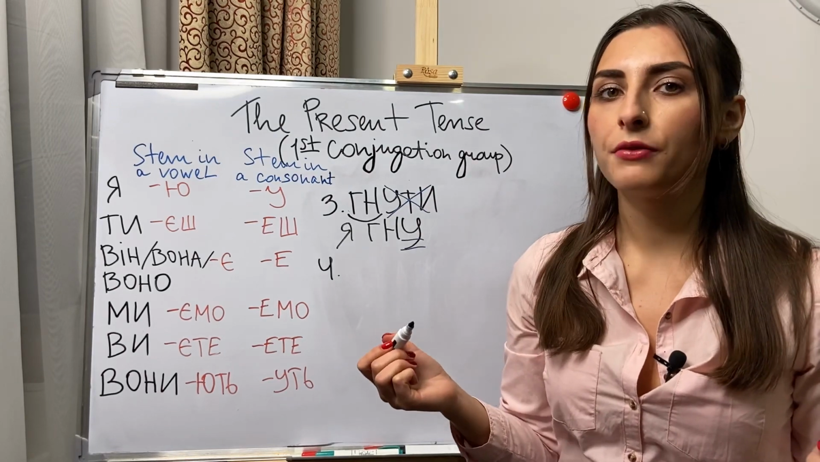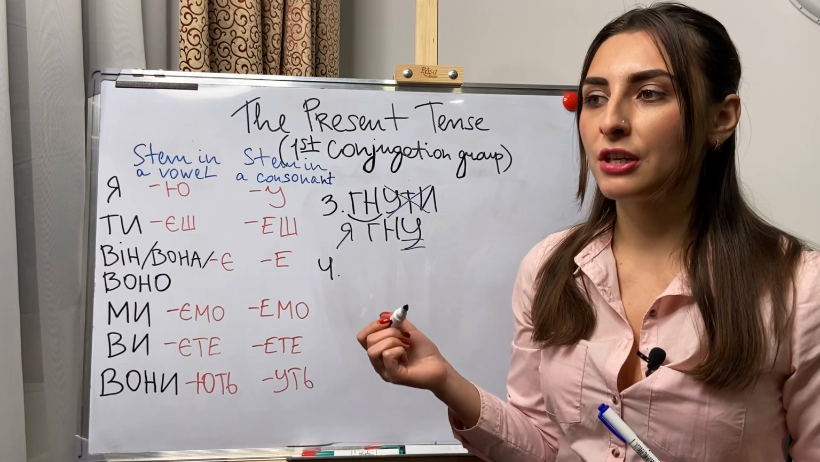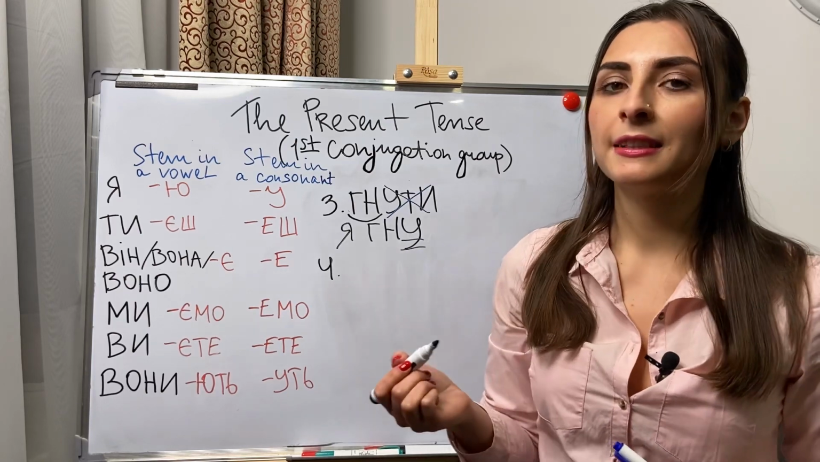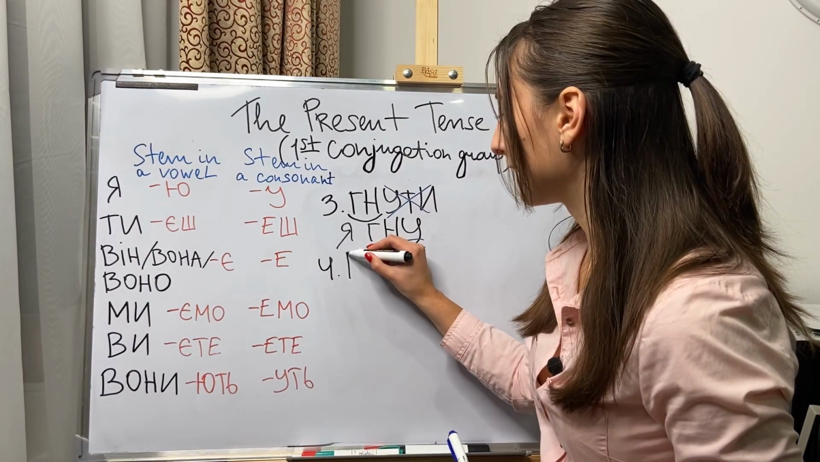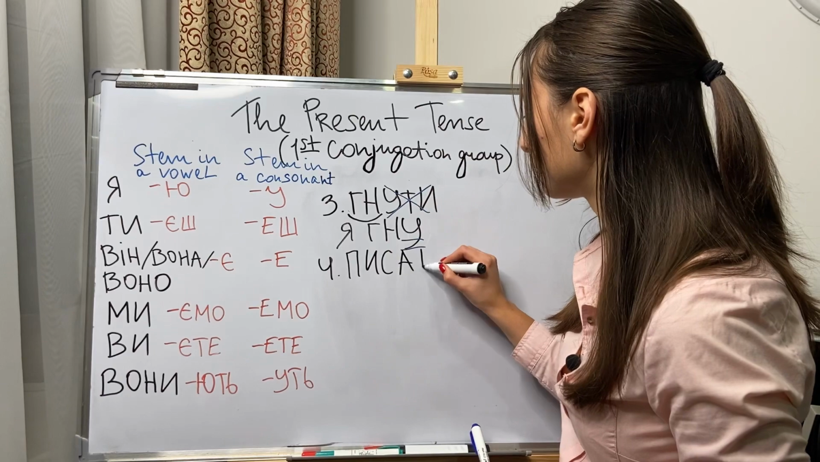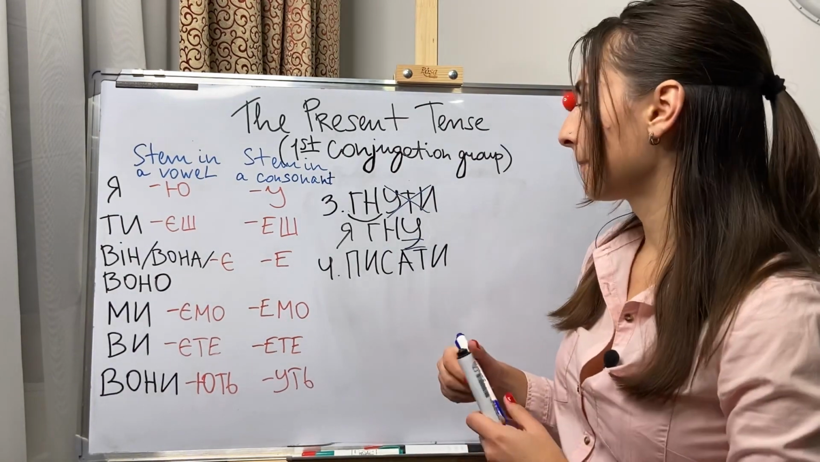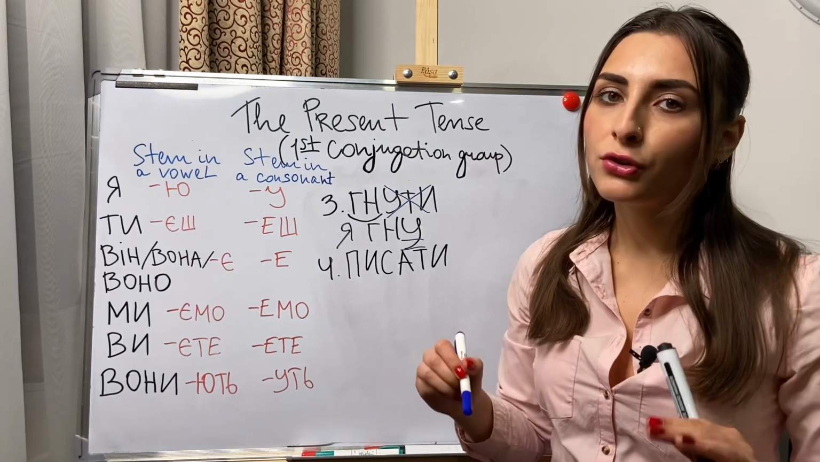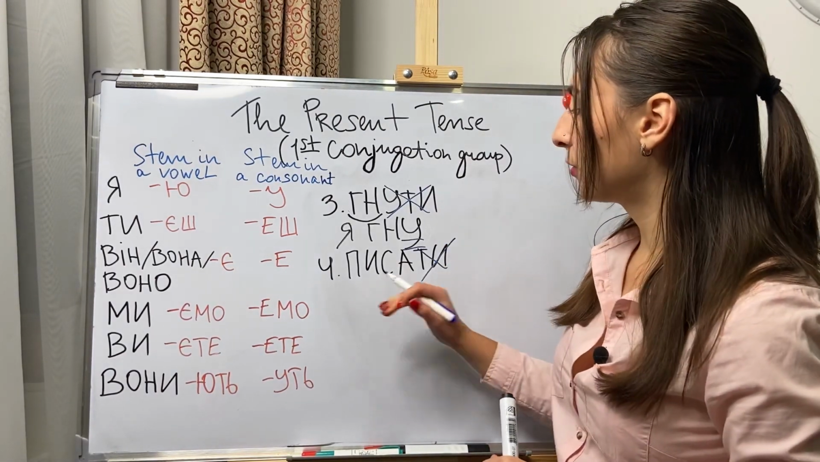You just have to remember their forms, because here you have to change even the consonants in the stem. Let me show you. For example, the verb писати means to write. Писати. Okay, and you think, I need to drop the infinitive ending ty. You're right. And then we have the stem писа.